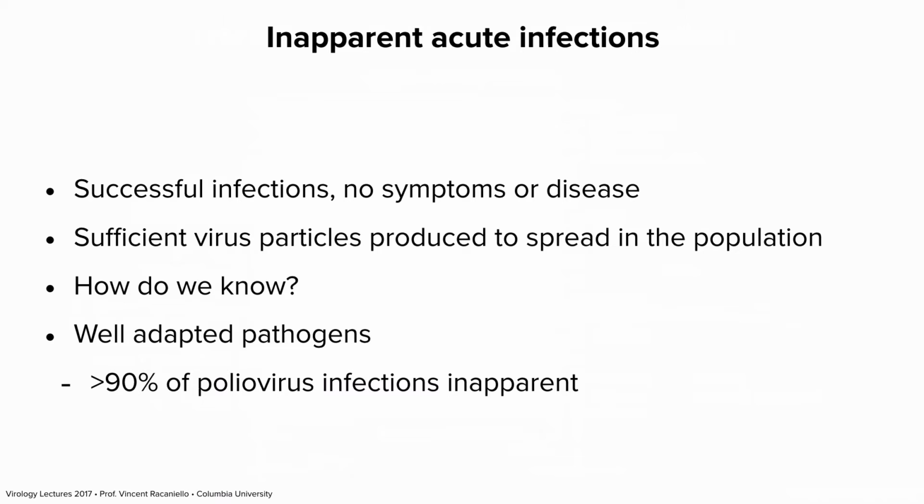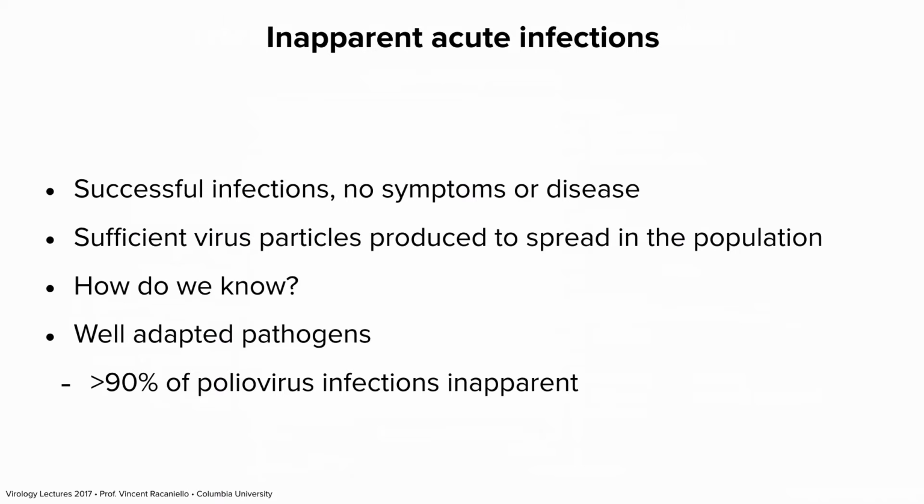How do we know that inapparent acute infections occur? Well, because we can do serological surveys where we take a population and take serum from them and ask, are there antibodies to particular viruses in them? And we can see that people have had infections with a variety of viruses without reporting any symptoms. For example, they have measles antibodies in the blood, but they never had the rash of measles.